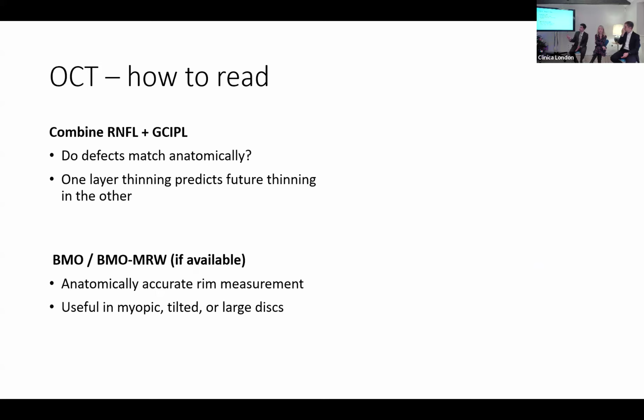And if you're lucky and you have the BMO available, which is known as the Bruch's membrane opening, this is a particularly good scan because it can identify, or actually mitigate against, patients who have slightly unusual discs. By looking at the anatomical variation, it can basically prevent you from misinterpreting scans that may be deemed red. Because if you use the BMO scan, it will hopefully, like I said, take into account if the disc is myopic or tilted, and it'll measure the anatomically correct rim measurement.